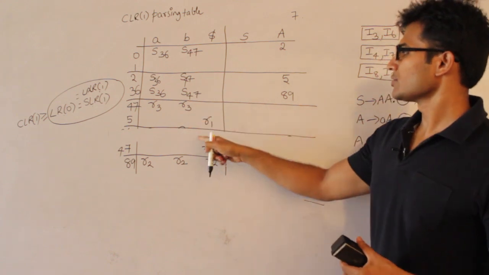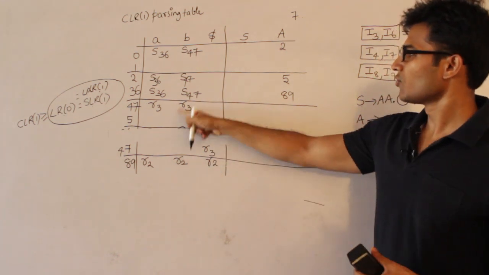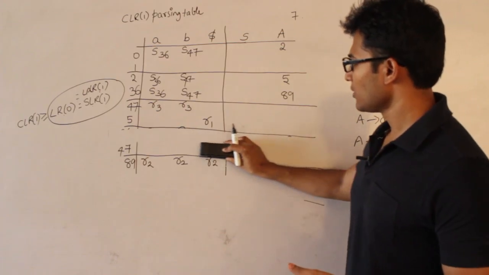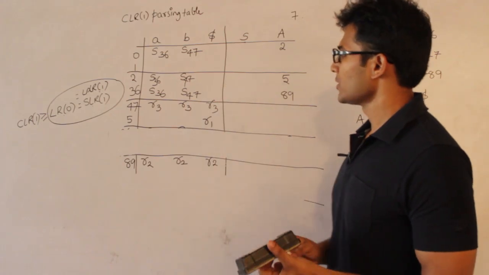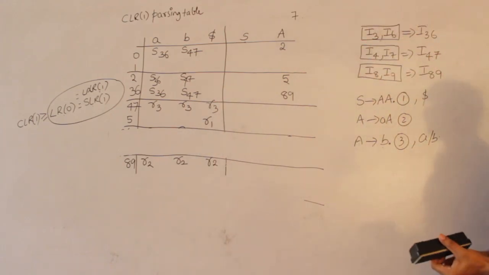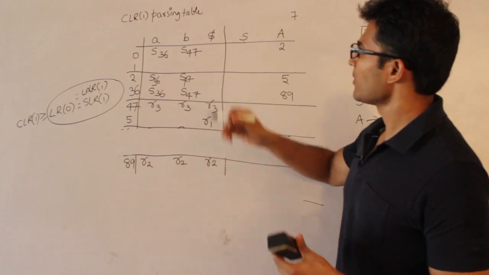And see this 4 7 also. In 4 7 again there are two 4 7s. Merge both of them, then you are going to get R3 here. Got it? So that is how this is again an LALR1 parsing table.